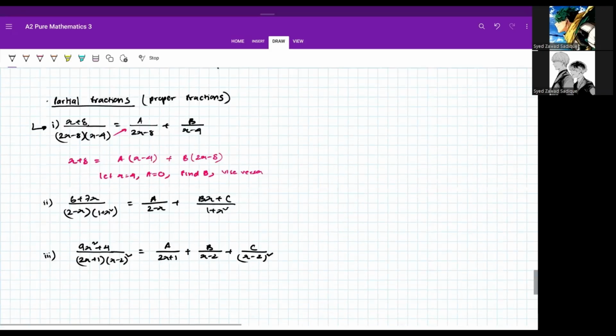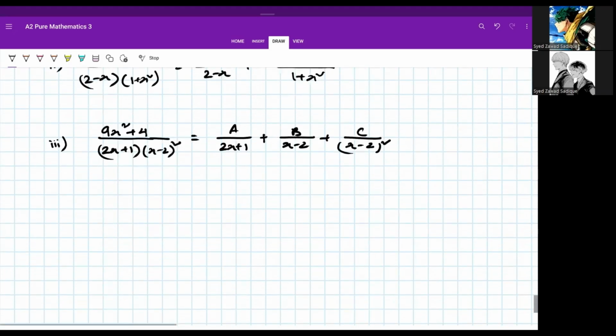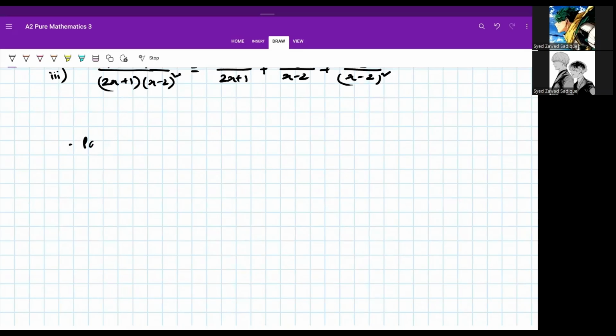Now, this is partial fractions for proper fractions. Now, partial fractions for improper fractions.